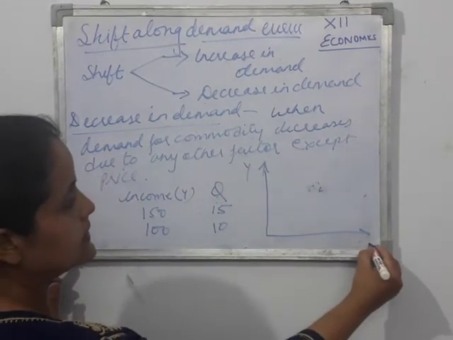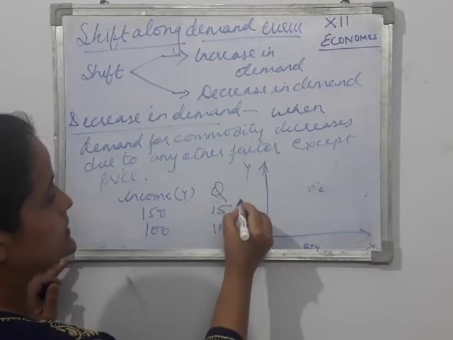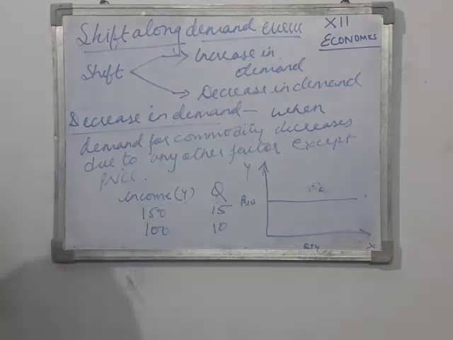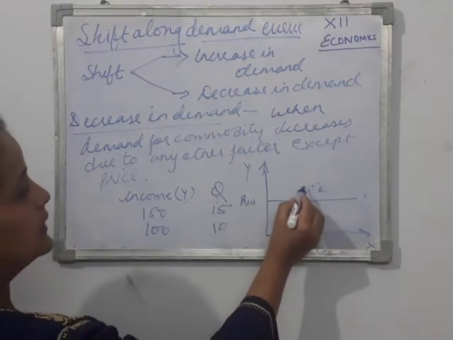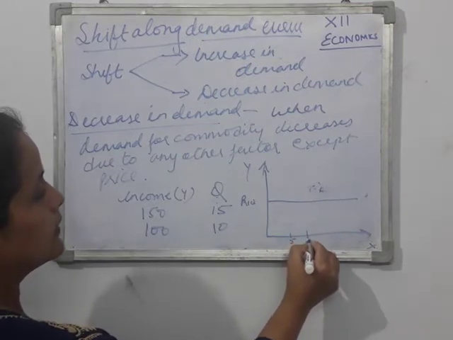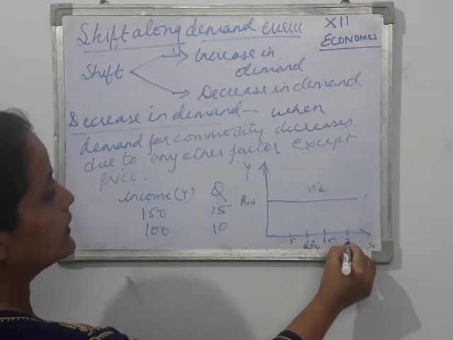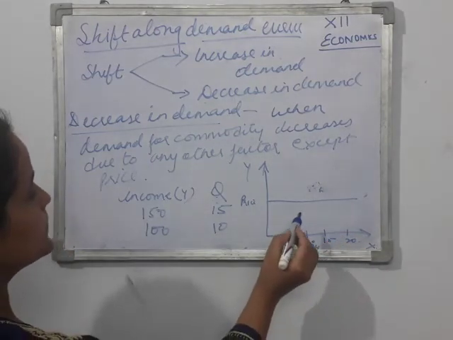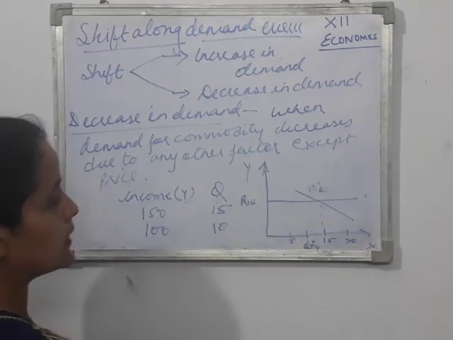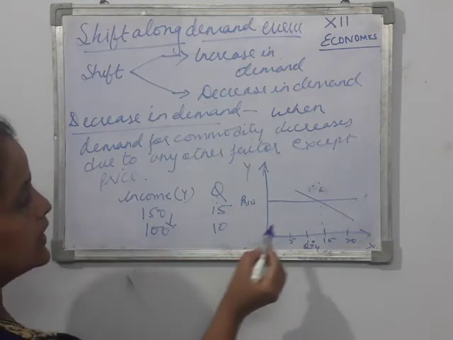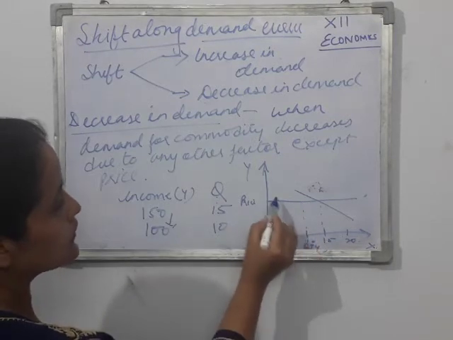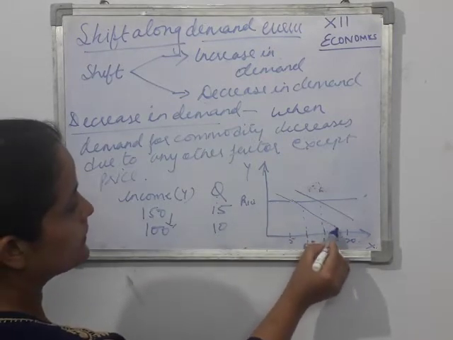This is the y axis, this is the x axis, this is your quantity, and here we show price, but our price will remain constant. हम एक सीधी लाइन खींच देंगे प्राइस कांस्टेंट दिखाने के लिए. Here it is 5, 10, 15, 20. So when your income was 150, you are purchasing 15 units of the commodity. When your income decreased to 100, you are purchasing how much? 10 units of the commodity.